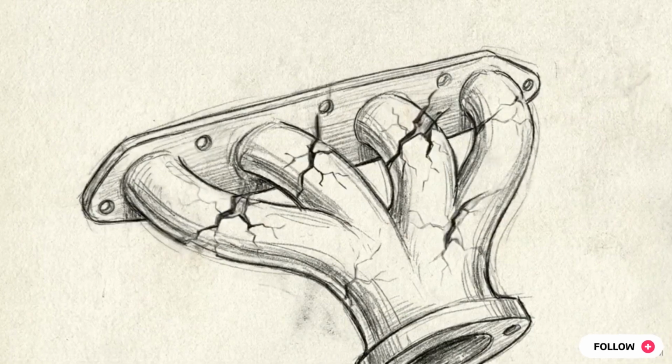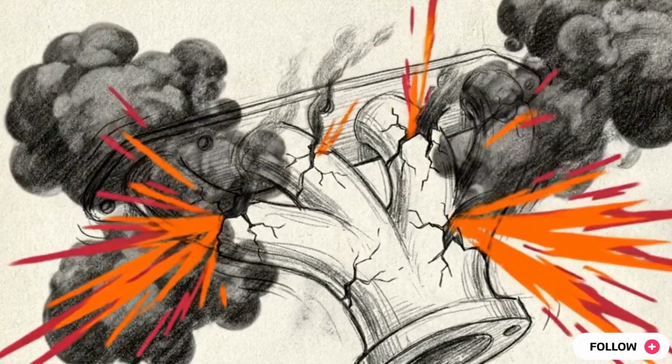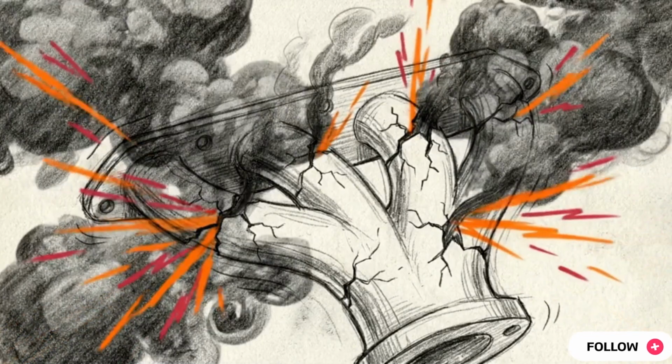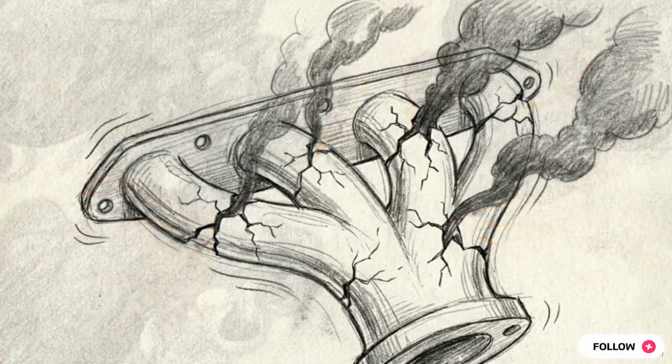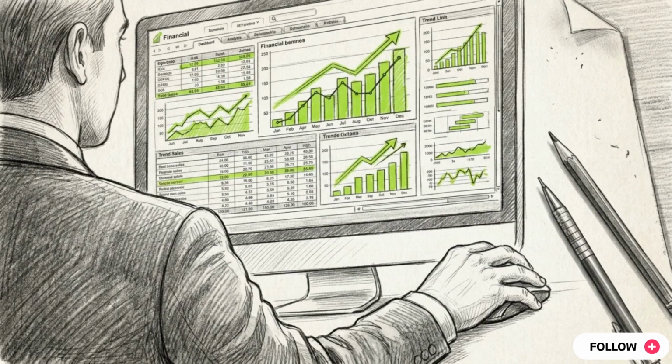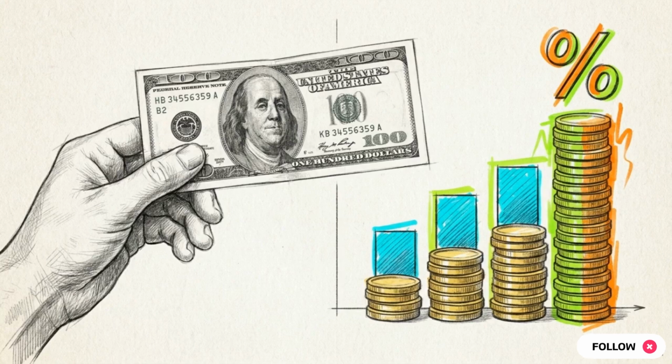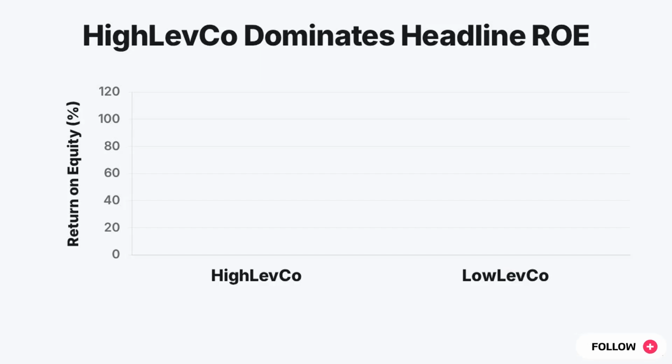Pushing a complex machine to its absolute limit looks incredibly impressive right up until it explodes. The same principle applies to corporate finance. For decades, investors have treated return on equity, or ROE, as the ultimate measure of capital efficiency. It is the bottom line percentage that tells you how much profit a company generates for every dollar its shareholders put in. Consider two identical competitors.